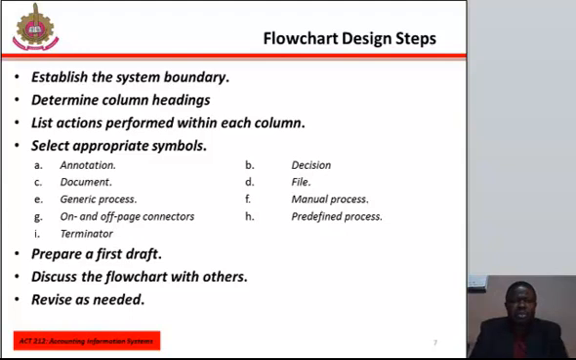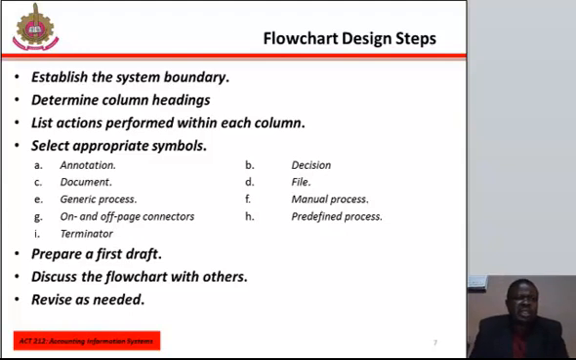Determine column headings. That's step number 2. As mentioned above, column headings should focus on areas of responsibility, usually department names, functions, or position titles. For example, in a purchase inventory flowchart, column headings will include requesting department, purchasing department, accounting department, receiving department, and vendor.